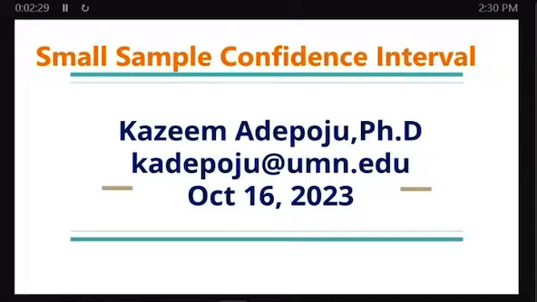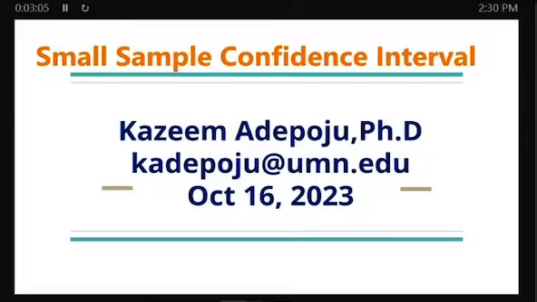Today's topic was centered on small sample confidence interval. Initially, I wanted to start chapter 9 today. What I realized is that we've done large sample confidence interval. Then you also need to know about small sample confidence interval.